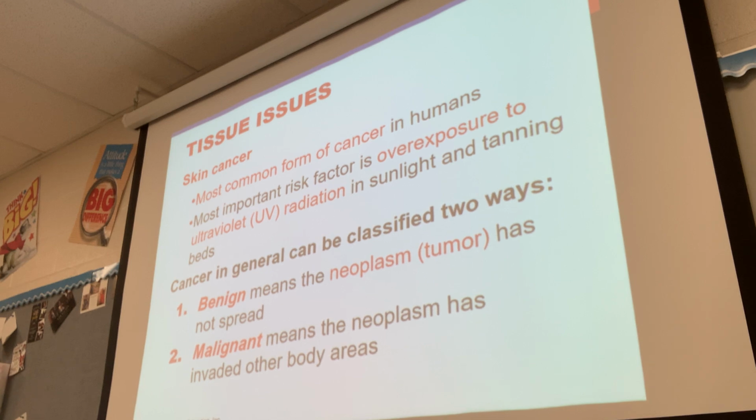Chemo targets cells that reproduce. This is why your hair falls out when you have chemo, because hair is constantly going through mitosis. So if it's targeting cells throughout the body that are going through mitosis, chemo is going to target hair cells too.